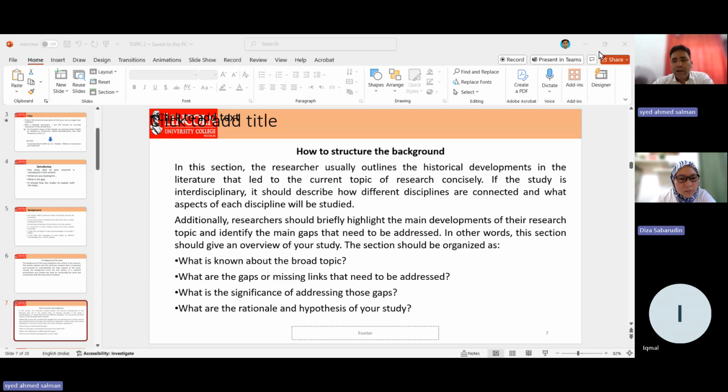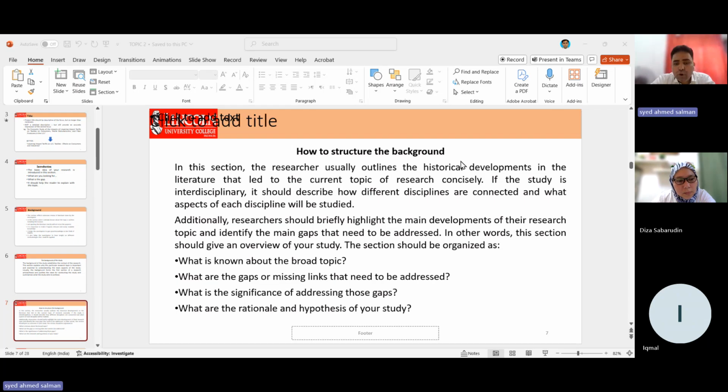Okay, now here, please look very carefully. What are you going to write in the background of this? This section should be organized as follows. What is known about the broad topic? I have already told you what is already known. What has been studied about this topic in any other country? If the study is already conducted on this particular topic, then you have to write it, okay?